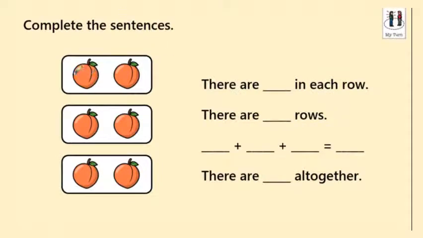How many rows are there? 1, 2, 3. So there are 3 rows. How many are in each row? 1, 2, 1, 2, 1, 2. So there's 2 in each row.